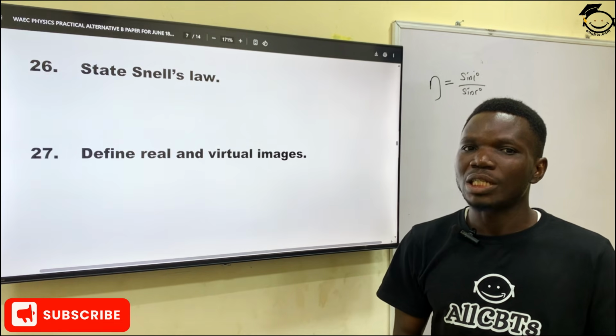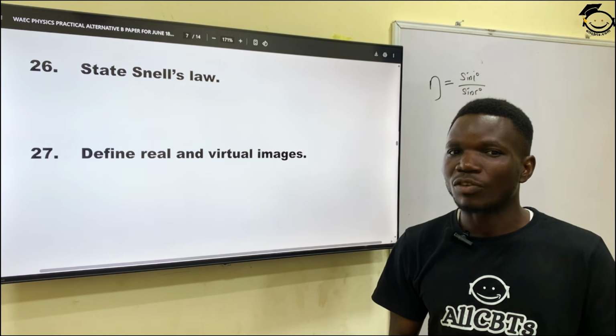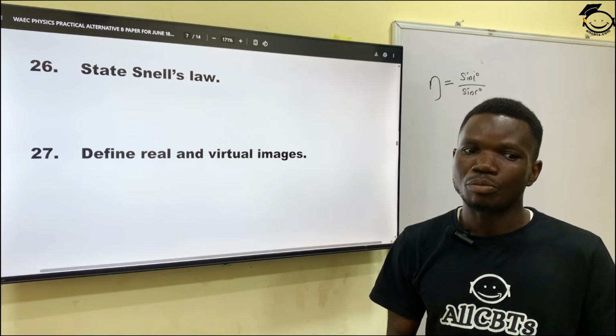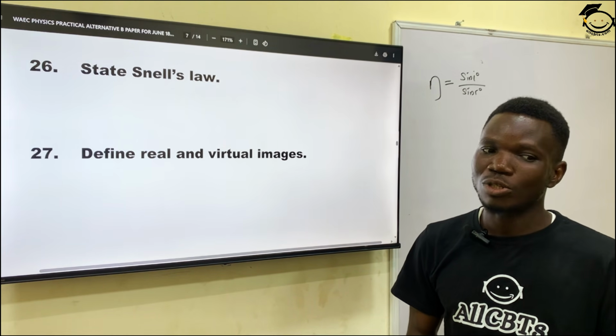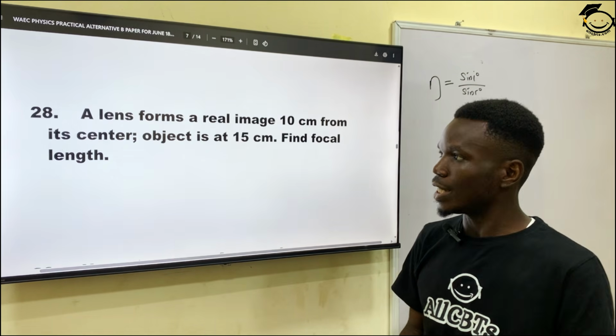Moving on to the next question, question number 27 says, define real and virtual image. Real images are images that can be projected, and virtual images are images that cannot be projected. Moving on to the next question, which is question number 28.